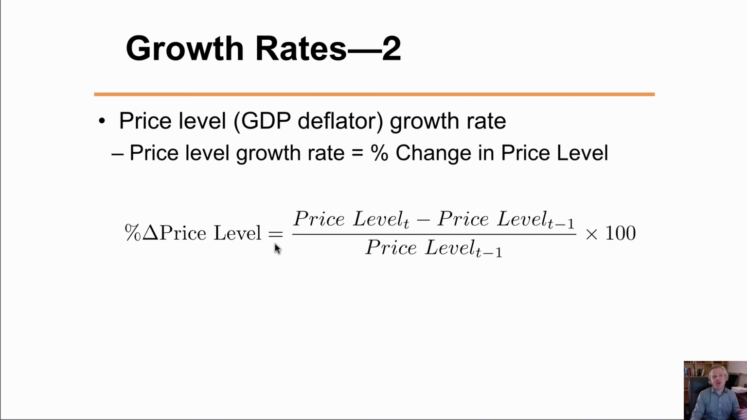So we can also use that to calculate the price level change, the percent change in the price level. So you take the price level at time t minus the price level at t minus 1 divided by the price level at t minus 1 times 100. So the second price level minus the first price level divided by the first price level times 100.